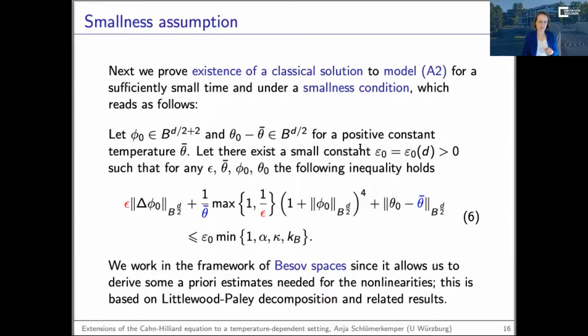The smallness condition goes as follows. We assume that there exists a small constant, epsilon 0, such that for any epsilon and theta bar, the following inequality holds true. And this condition here is somehow saying that theta bar should be large. And this somehow indicates that theta 0 also needs to be large. So this is some kind of restriction here. However, that's simply coming out of the technical part of the proof.